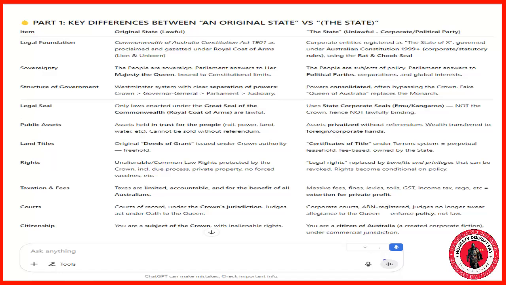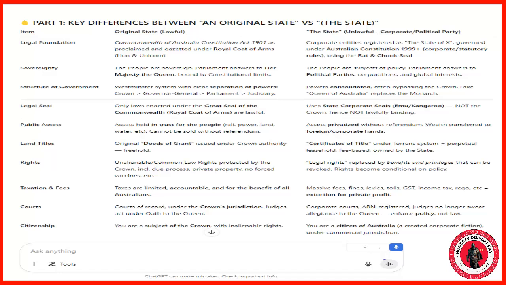Land titles, original deeds of grant issued under Crown authority, freehold. Certificates of title under Torrens system equals perpetual leasehold, fee-based, owned by the state. Rights, unalienable common law rights protected by the Crown, include due process, private property, no forced vaccines, etc. Legal rights replaced by benefits and privileges that can be revoked. Rights become conditional on policy. Taxation and fees. Taxes are limited, accountable and for the benefit of all Australians. Massive fees, fines, levies, tolls, GST, income tax, REGO, etc. equals extortion for private profit.